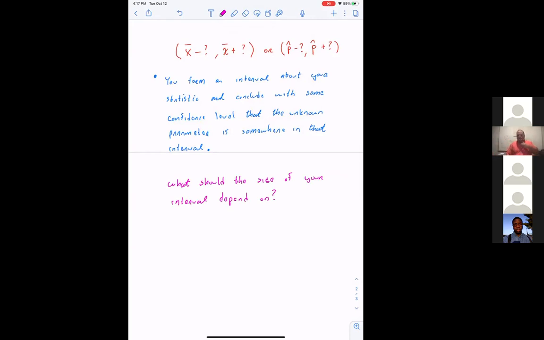Anyone? Guess. What are some factors? The size of the data. So definitely N, the sample size. In fact, let's be more specific. As N increases, does the interval size get bigger or get smaller? Do you think the interval size gets bigger or gets smaller as the sample size increases?